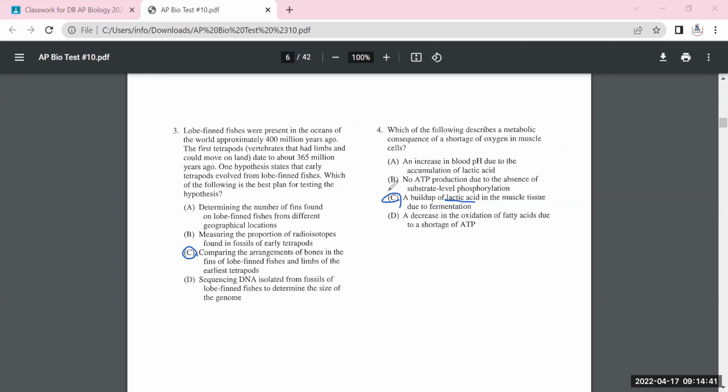Remember, lactic acid is responsible for when you're running, and you get that sharp pain in your muscles, like your legs or whatever. That is due to a buildup of lactic acid.